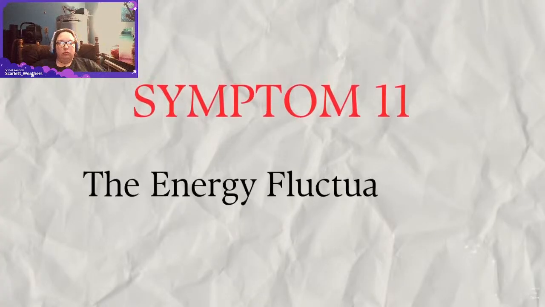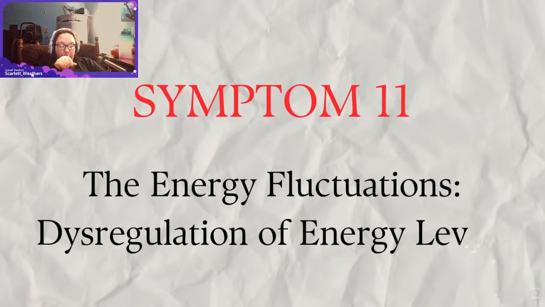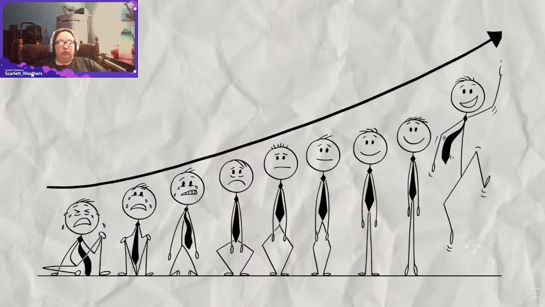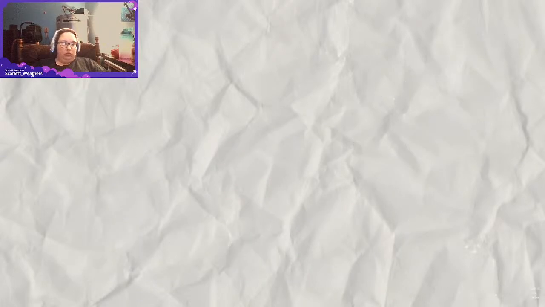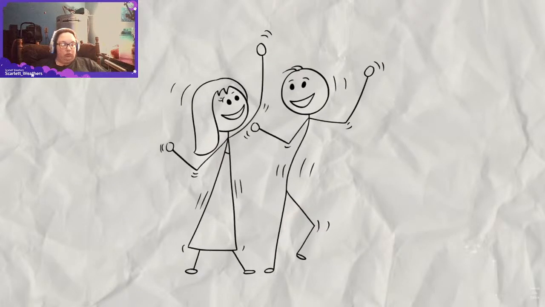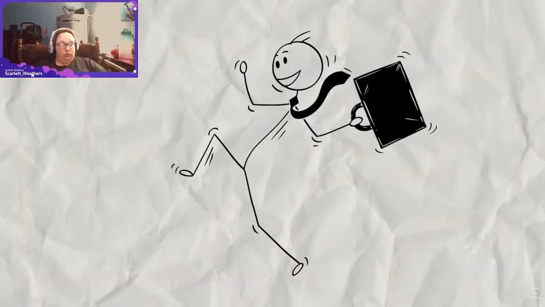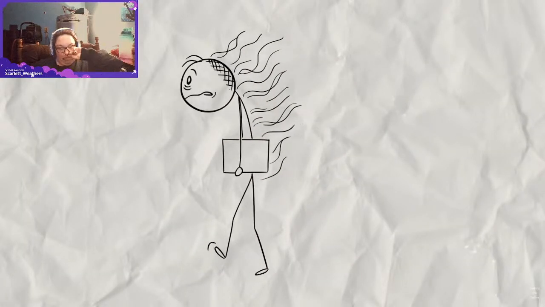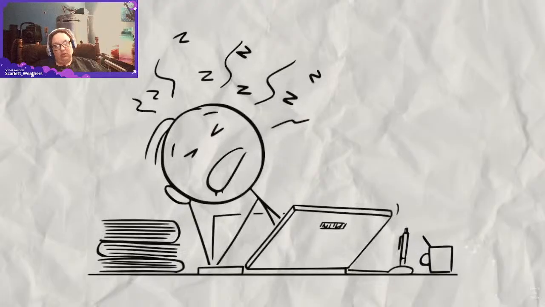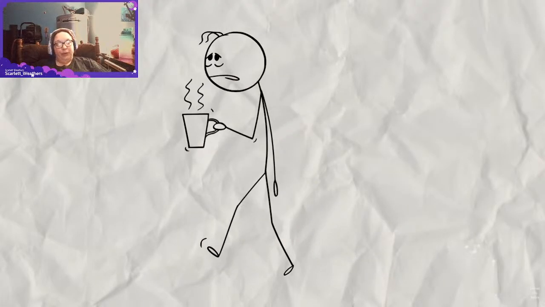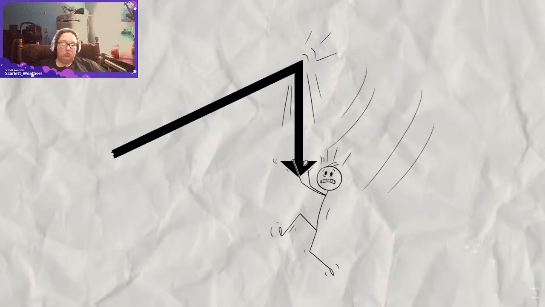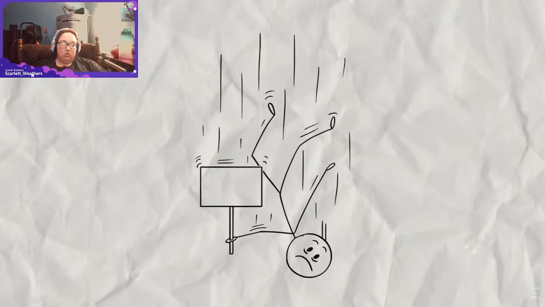Symptom 11. The energy fluctuations, dysregulation of energy levels. People with ADHD often experience significant and unpredictable shifts in their energy levels. One moment they might feel wired and restless, buzzing with an almost frantic energy. The next, they can feel completely drained, exhausted, and lethargic, struggling to even move. This isn't just normal tiredness. It's an extreme and rapid fluctuation that can be incredibly disruptive.